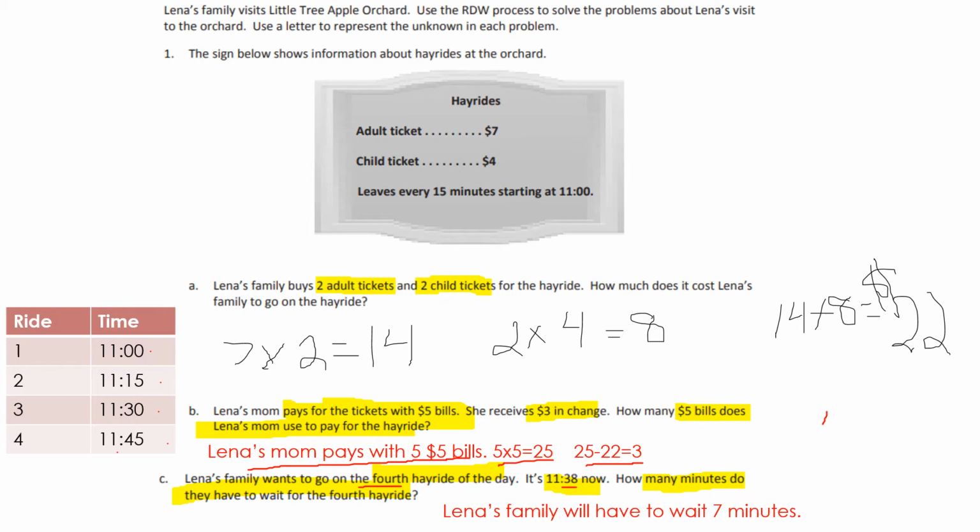You would do 45 minus 38. You're going to borrow, and you get 7. So Lena's family will have to wait 7 minutes. So let's keep going.